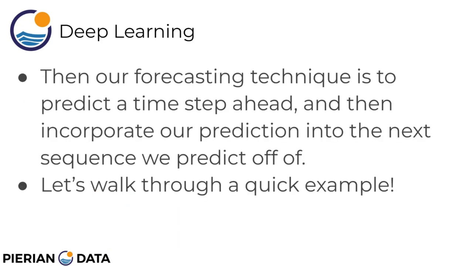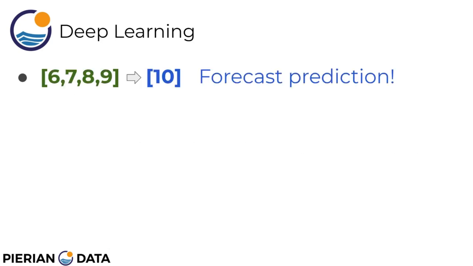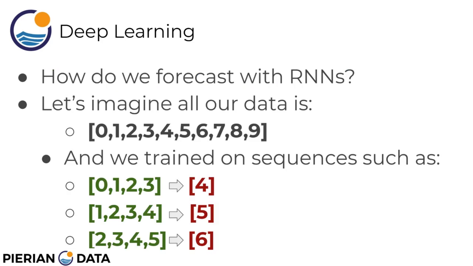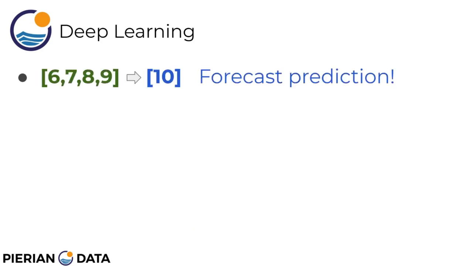Well, our forecasting technique is to predict a time step ahead and then incorporate our prediction into the next sequence we predict off of. So let me just walk you through a quick example. The first thing we would do is look at the very end of our time series and grab a batch that matches what we actually trained on. So since we trained on 4 elements in our time series to predict 1 element into the future, we end up grabbing the very last 4 in our total time series, and then the network ends up actually forecasting a prediction into the true unknown future.